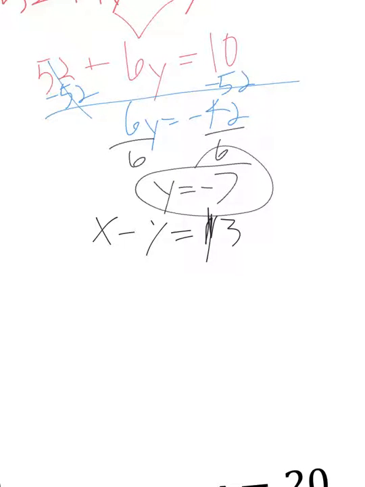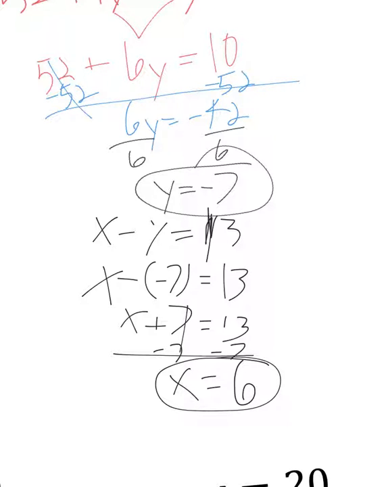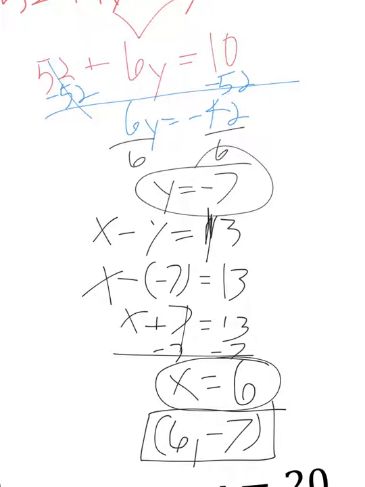So x minus negative 7 equals 13. So x plus 7 equals 13. What number plus 7 is 13? Well, why don't I just do 13 minus 7, and I get 6. And there we go, I have my answer. You're going to want to state it as an ordered pair. So 6 comma negative 7 is your final answer.